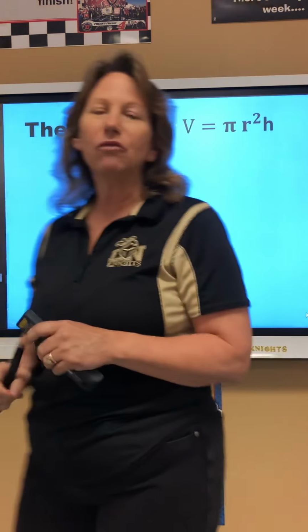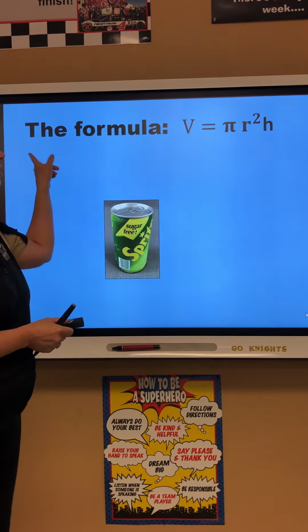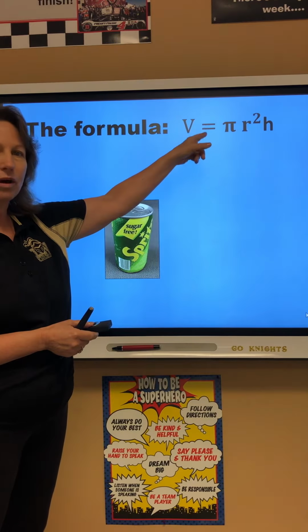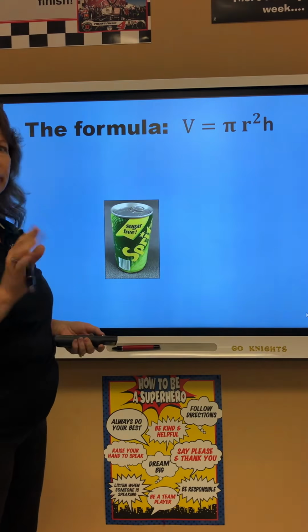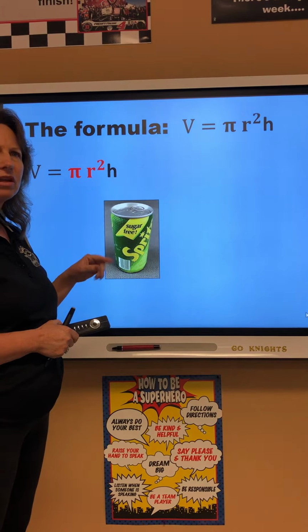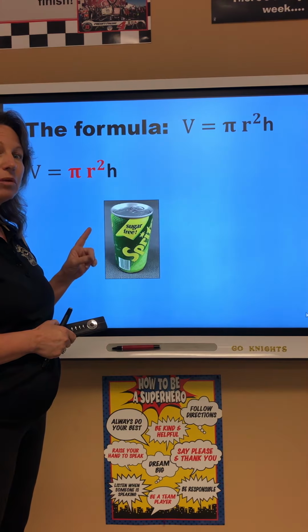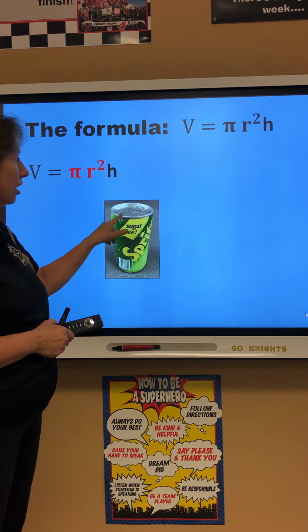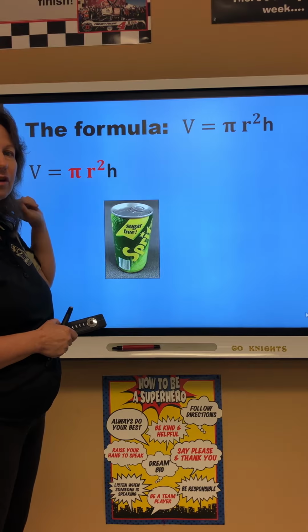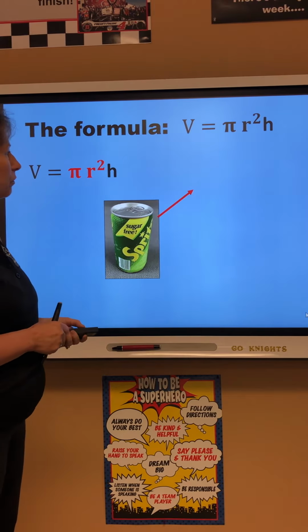If we want to find the volume of this Sprite can, we need to use the formula volume equals pi r squared h. Now what does all that mean? Well, the pi r squared, you might be thinking, hey, I remember that. That's because when we found the area of a circle, we used pi r squared, and that was the area of the circle. So that's the first thing we're going to do.